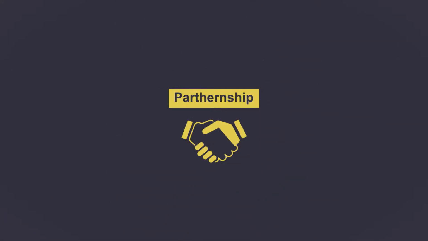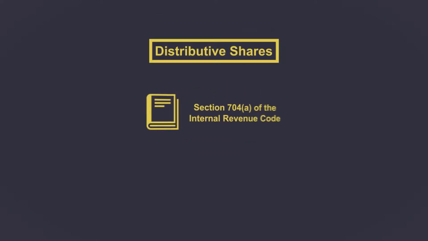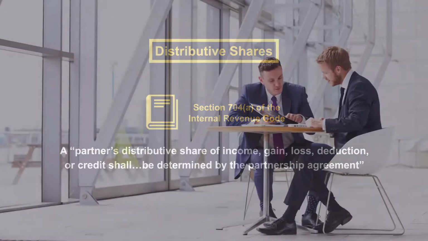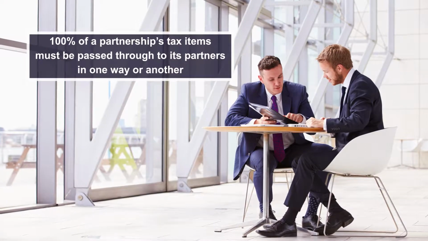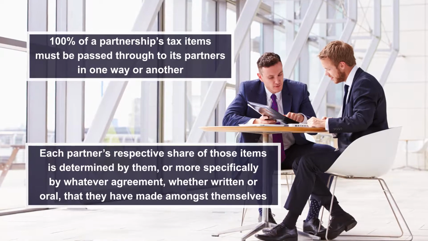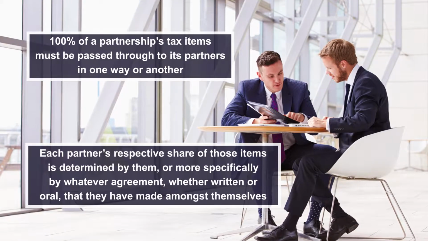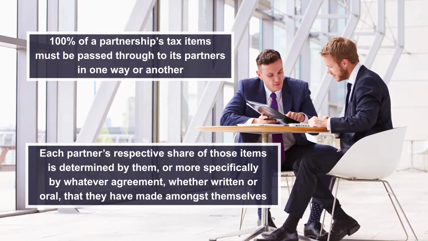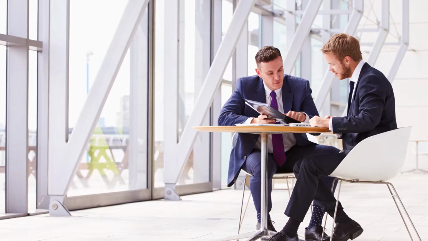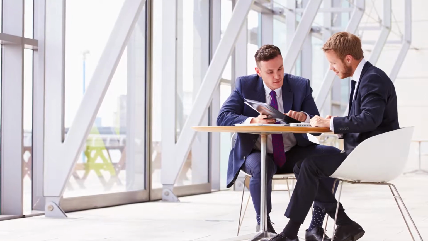Probably the most attractive aspect of partnerships to taxpayers is the rule of distributive shares. Under Section 704(a) of the Code, a partner's distributive share of income, gain, loss, deduction, or credit shall be determined by the partnership agreement. This means that while 100% of a partnership's tax items must be passed through to its partners in one way or another, each partner's respective share of those items is determined by them, or more specifically, by whatever agreement, whether written or oral, that they have made amongst themselves. This makes partnerships very flexible in terms of planning for the allocation of tax items among the partners.